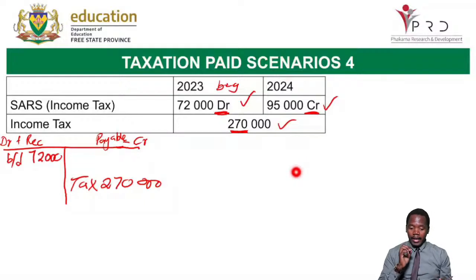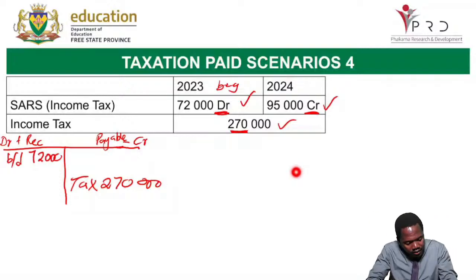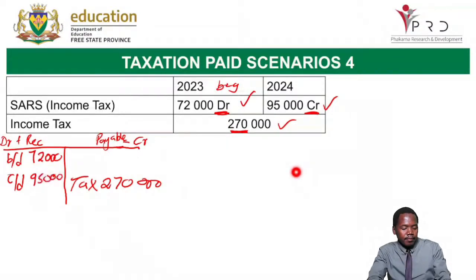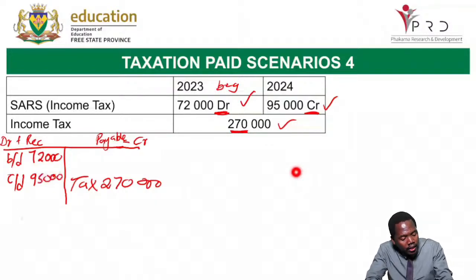Some of you are getting it correct. The rule is, if it is shown as a credit, you must record it as a debit. Meaning the 95,000 will come on the debit side, which is our closing balance. Now, let us punch it on the calculator. How do I punch it on the calculator?